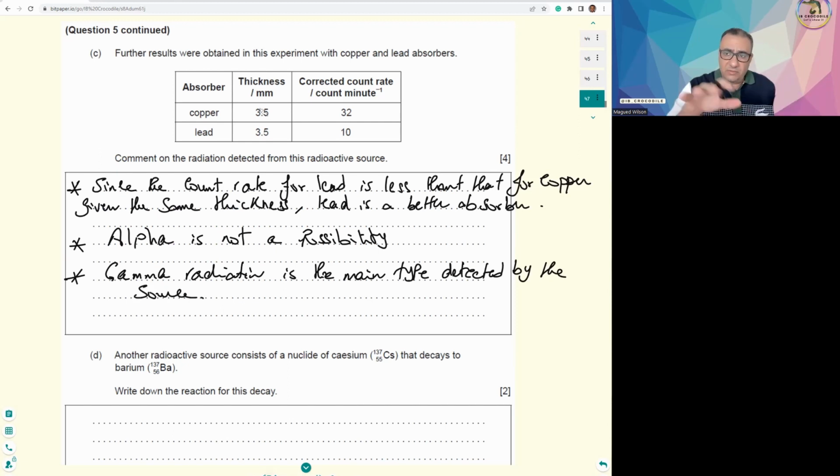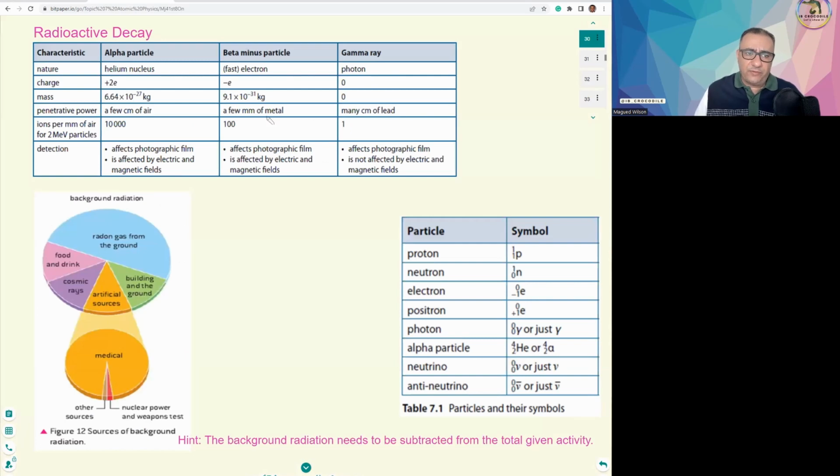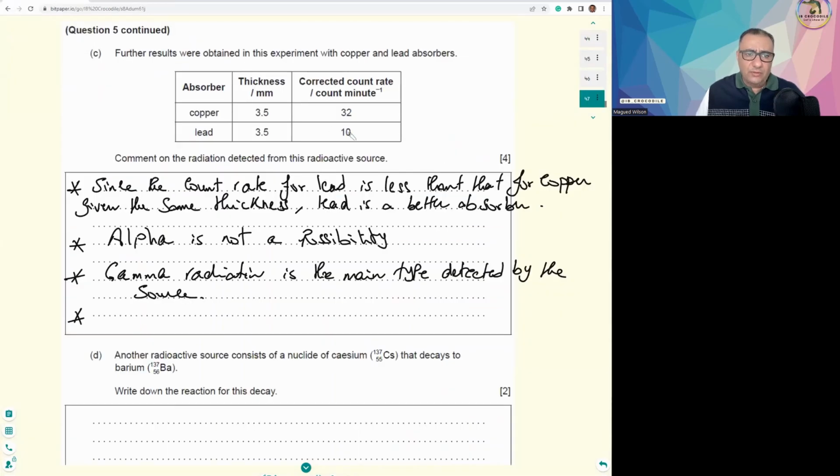Okay, but since we have lead, gamma can go through even a few centimeters of lead, so it has the highest penetrative power. Now beta, you may actually say beta could be stopped by a few millimeters of metal, so we can say there is no beta at all, because even 3.5 millimeters of copper could stop beta, right? Of course we don't know how many, but a few millimeters of metal can stop beta.